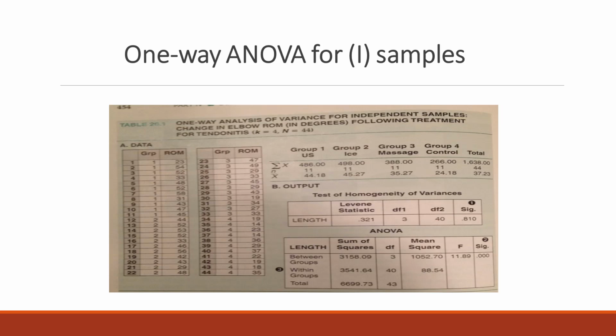The test of homogeneity is not significant, suggesting that there is no difference between the variance of the 4 groups, as indicated with the black circle with the 1 inside it. Like the t-test, the F statistic is a ratio of the mean square of between groups divided by the mean square of the within groups. The F statistic in this scenario suggests that there is a significant difference among the groups.